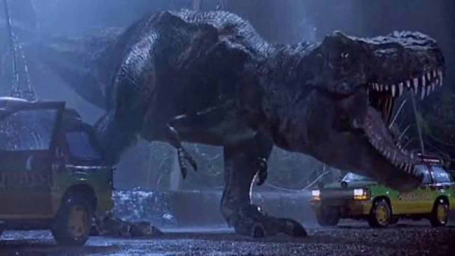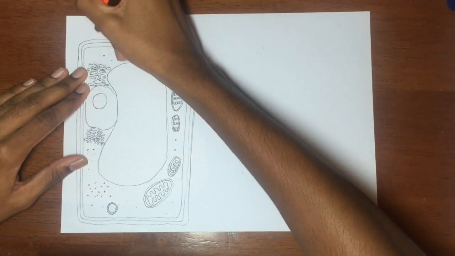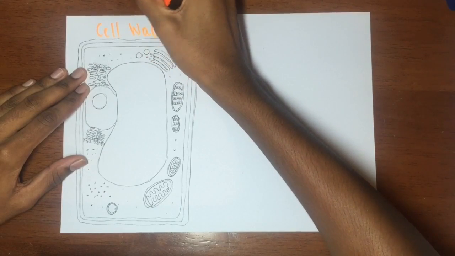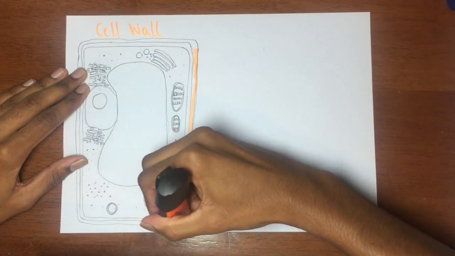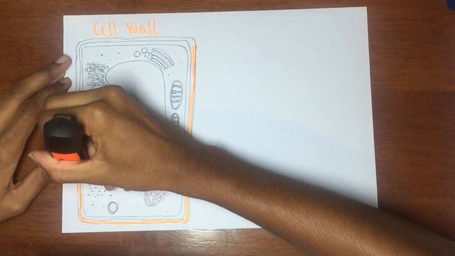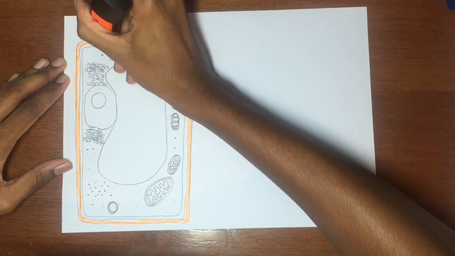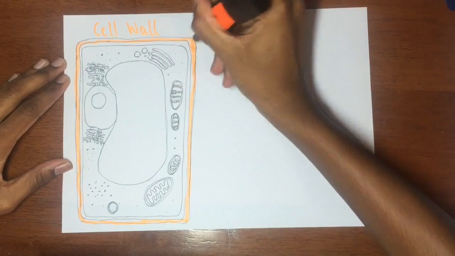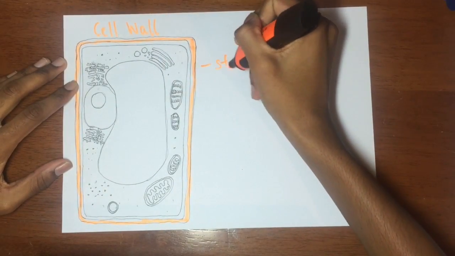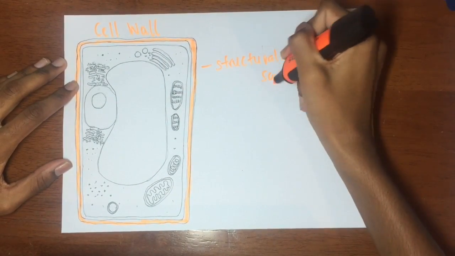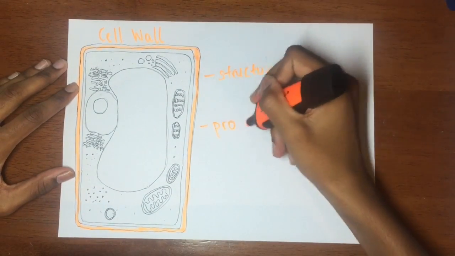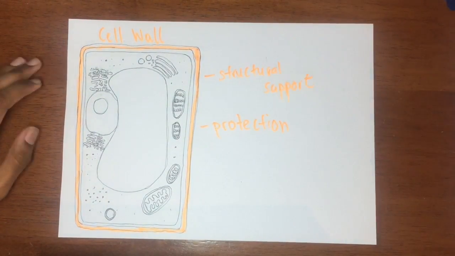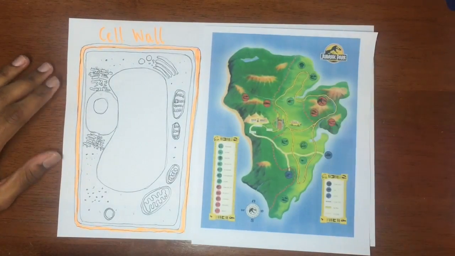The cell wall. The cell wall envelops the outside of the cell. It technically is not part of the cell, but it still provides protection and structural support. This is just like the island of Isla Sorna, which is the island where the dinosaurs are. The surrounding water and land provides protection and structure, but it technically is not part of the park itself.